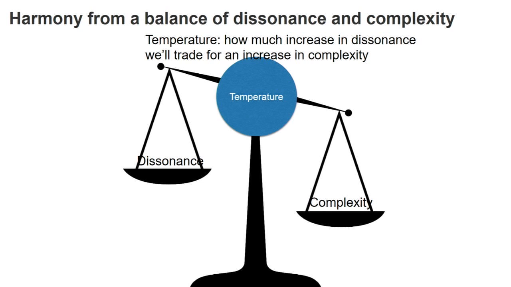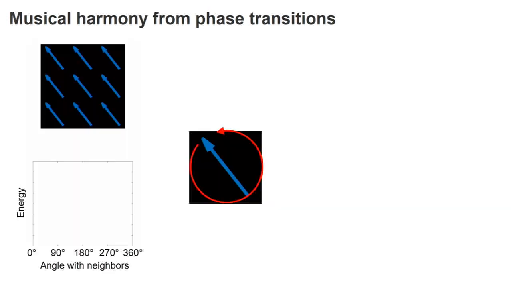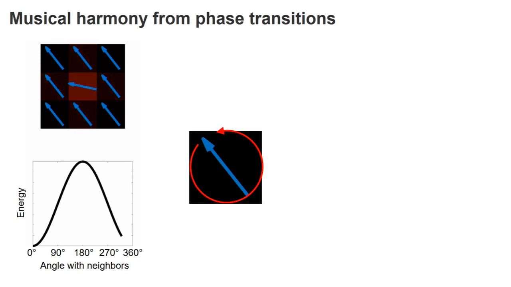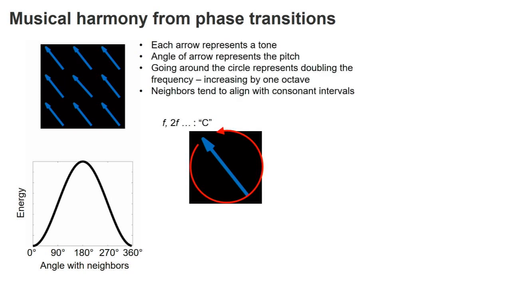So that's an idea, but if we can quantify dissonance and complexity within a system of harmony, then you can use all the same kinds of tools and mathematics that we use to understand phase transitions to understand things about music. So we're going to use the same model, actually, this lattice of arrows. So remember what I showed you before, the arrows want to be aligned with each other. They have low energy if they're aligned, high energy if they're not aligned. In this case, an arrow is going to represent a musical tone. And the angle of the arrow represents the pitch of that tone.